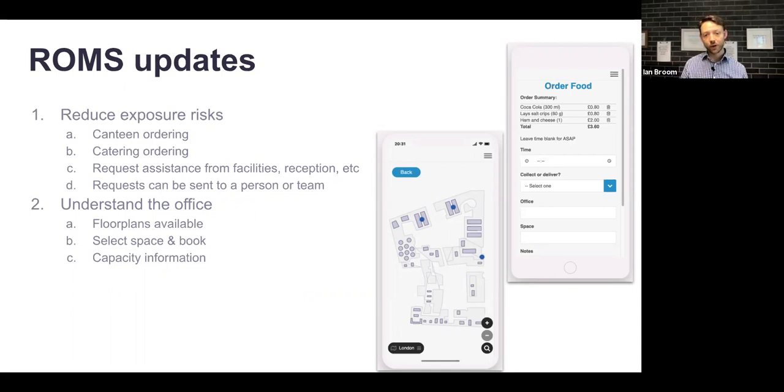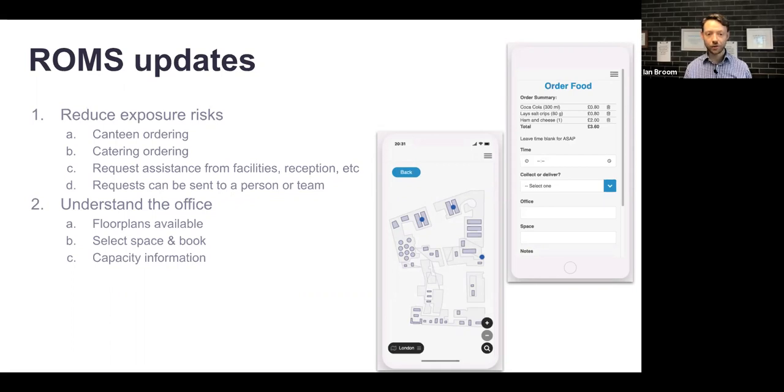And then finally, requests can be sent to a person or a team. So in the case of canteen or catering, they'll probably be sent to a team. In the request for assistance, it might be sent to a specific person, for example, your AV person who can come and assist in a meeting room.